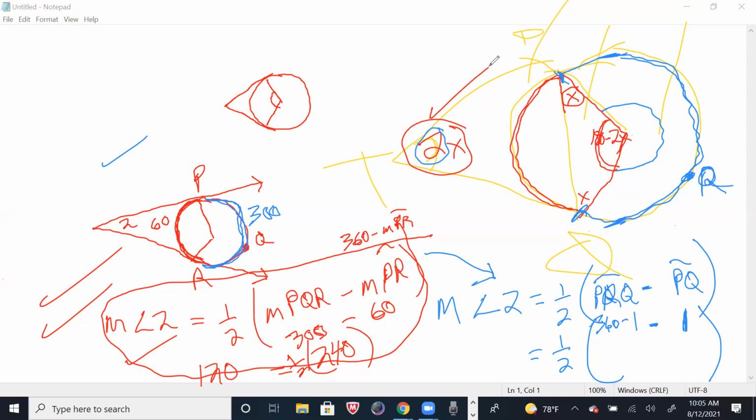In every picture that I've drawn, this angle right here looks to be about half of this angle. Even this theorem here is based on the difference between these two angles. How is that going to affect it?